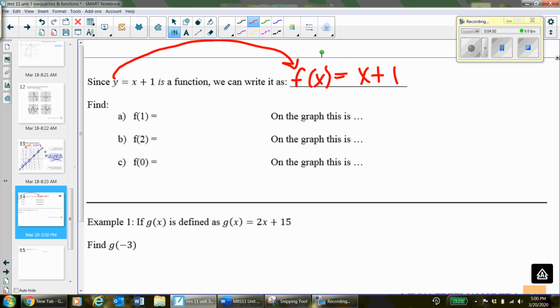So now it says find f of 1 and what it's equal to. That just means that instead of x, I'm going to put 1 in its place because that's the input they gave me. Add it to the 1 that's already there, and 1 plus 1 gives me 2. So now it's saying on the graph, this is going to be 1, 2. And we're going to check that and see.